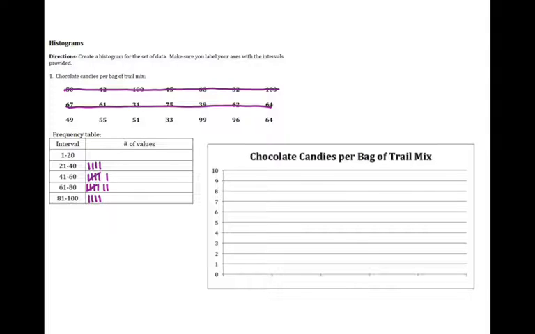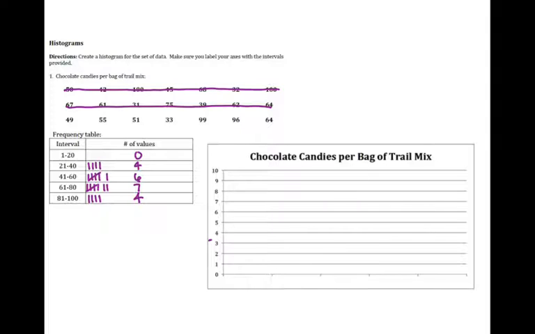So from 1 to 20, I didn't have any. For 21 through 40, I had 4. For 41 through 60, I had 6. 61 through 80, I had 7. And 81 to 100, I had 4. And now I'm going to use those values to create my histogram for chocolate candies per bag of trail mix.